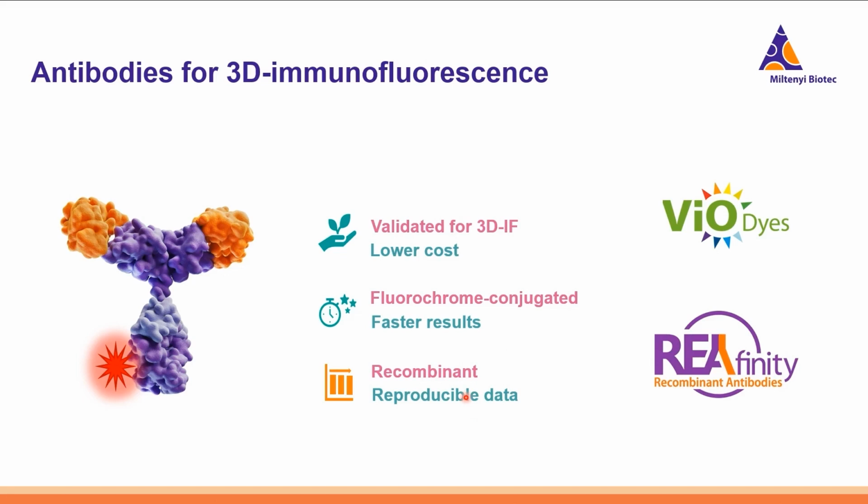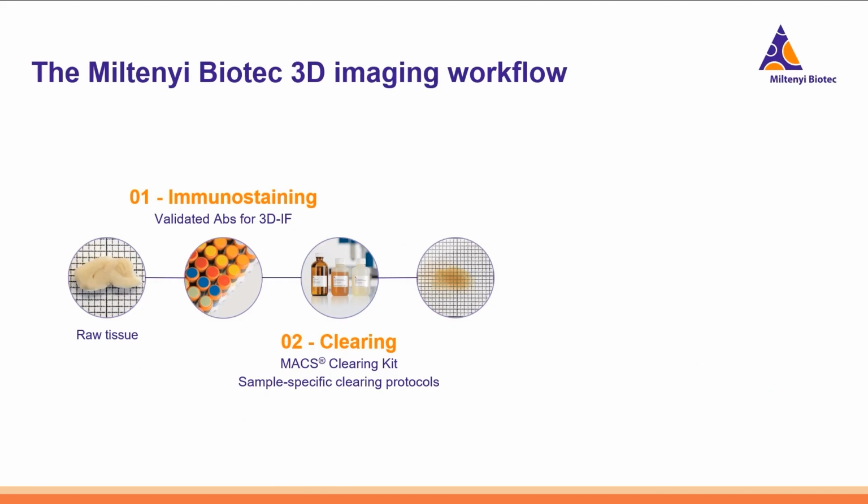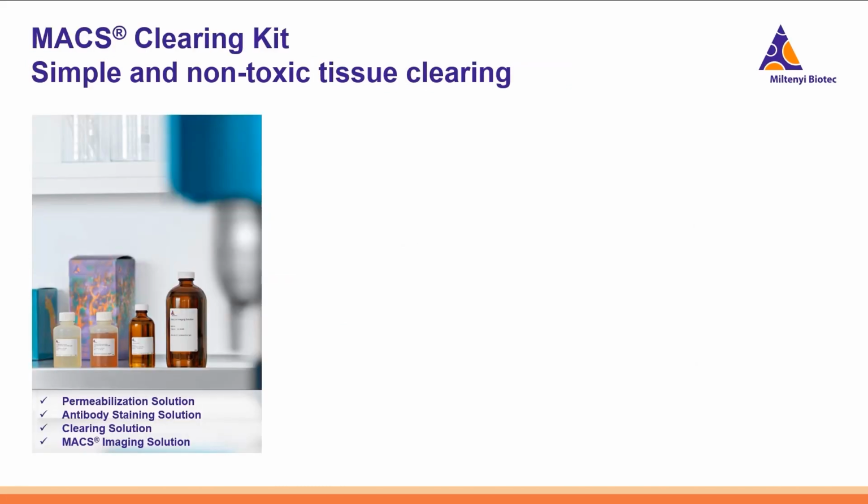The next step is tissue clearing, for which we have the MACS Clearing Kit. The MACS Clearing Kit is a simple and non-toxic tissue clearing kit. The kit consists of a permeabilization solution, an antibody staining solution, a clearing solution, and a MACS imaging solution. So these are the reagents that you need for immunolabeling, for the immunostaining, and also for the tissue clearing, and finally for the imaging in the light sheet microscope.